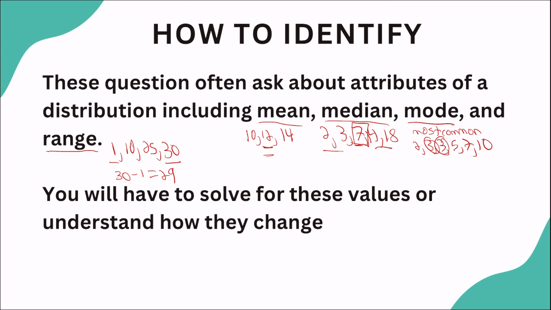Now you'll have to solve for these values or understand how they change a distribution if one of the values in the distribution changes. So definitely know what each of these means, memorize it, know how to apply it, and know which ones are sensitive to additions or subtractions. And what I mean by that is if I added another number here to this mean, like if I added 20, this mean is definitely changing because we're adding a new number and dividing by 4, and so it's going to be a different number.